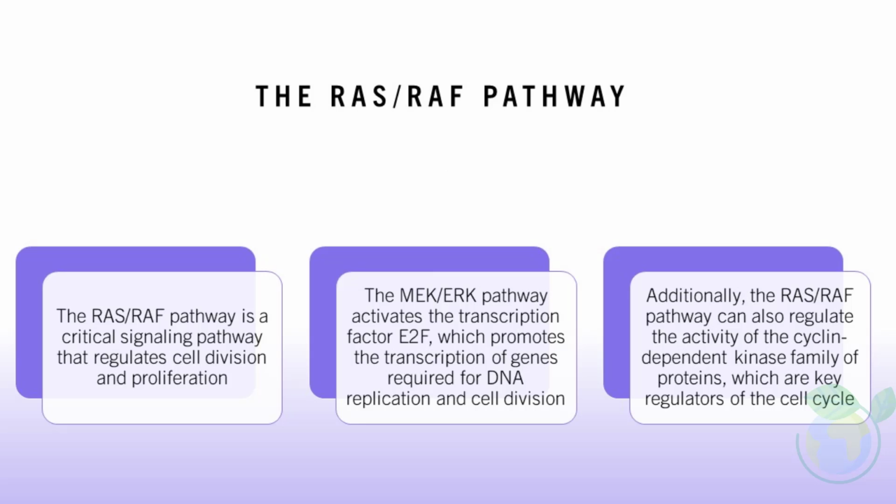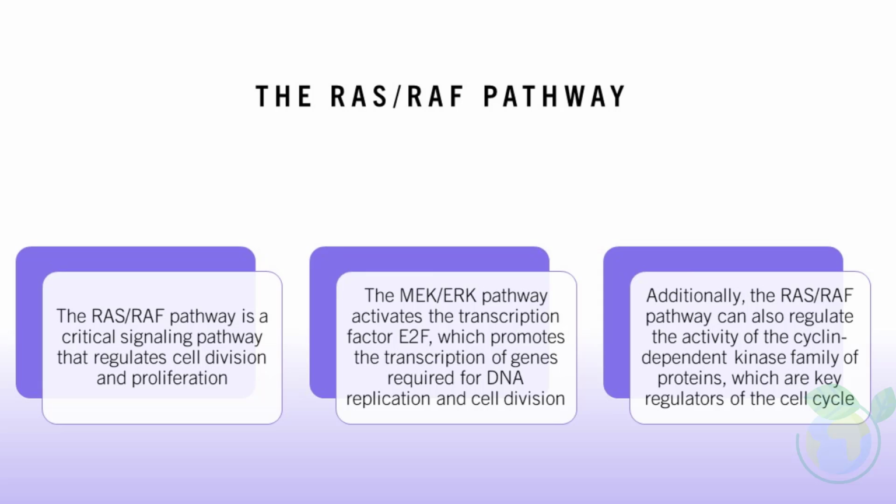The RAS/RAF pathway. The RAS/RAF pathway is a critical signaling pathway that regulates cell division and proliferation. It is activated by growth factors, such as epidermal growth factor, EGF, and fibroblast growth factor, FGF, and plays a key role in the regulation of cell proliferation and differentiation.